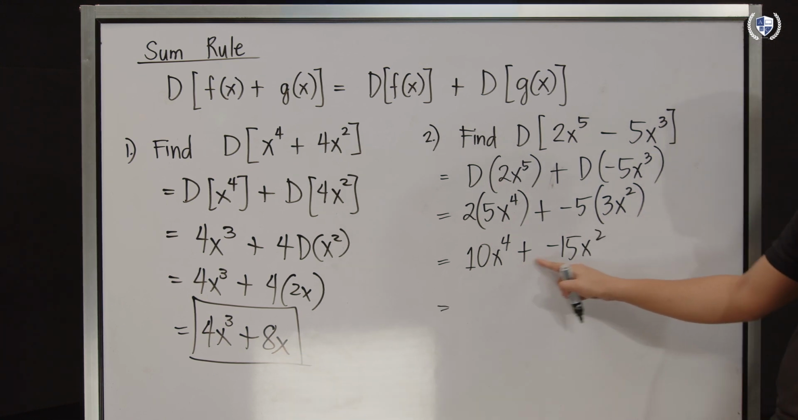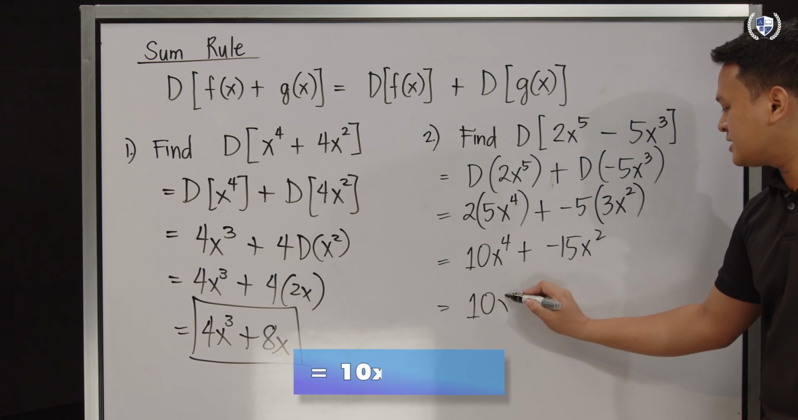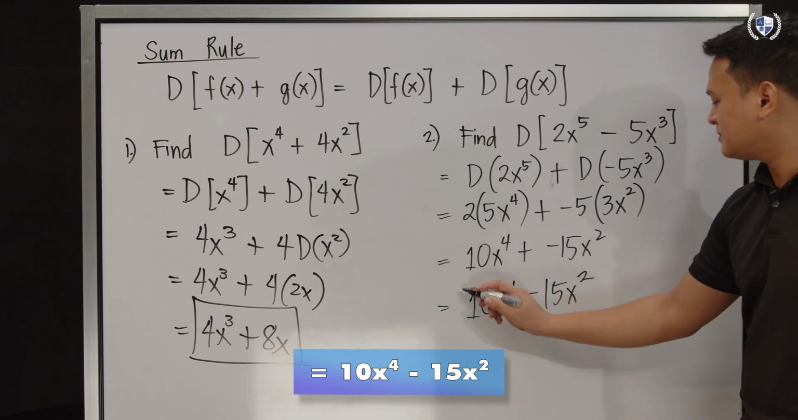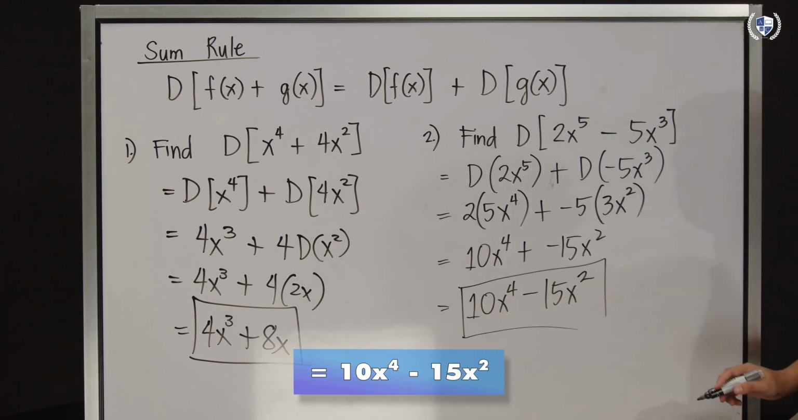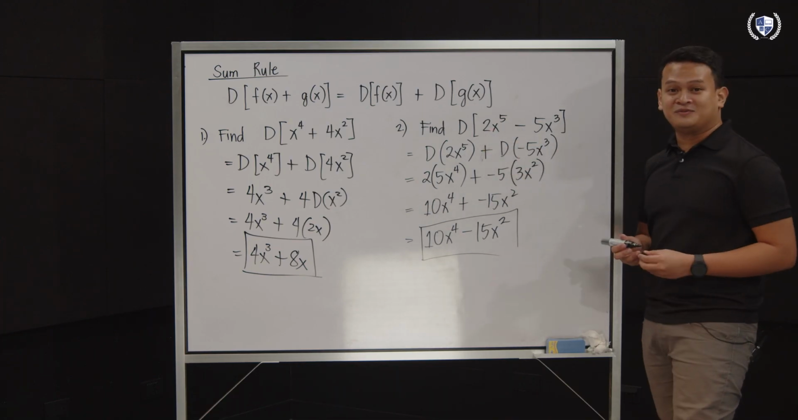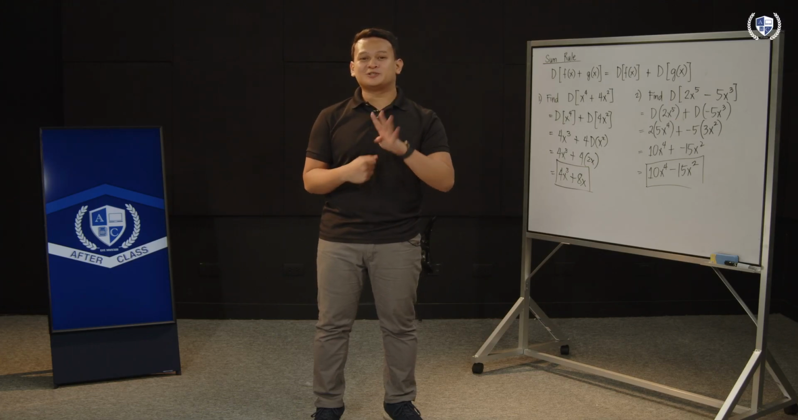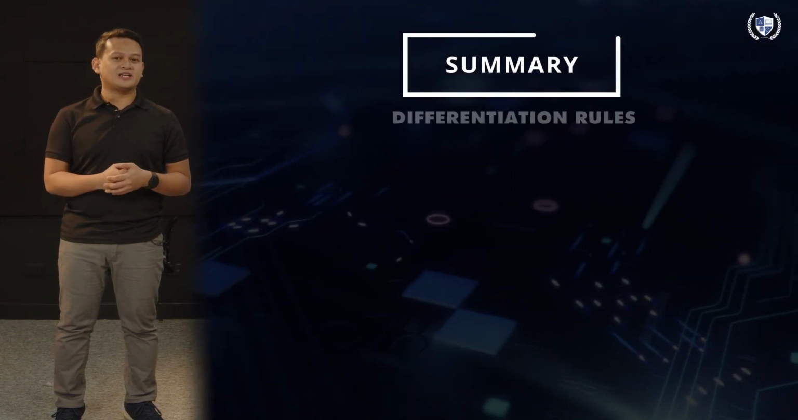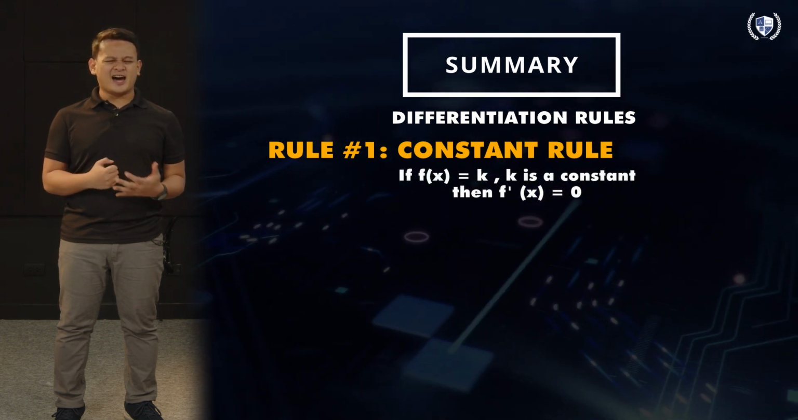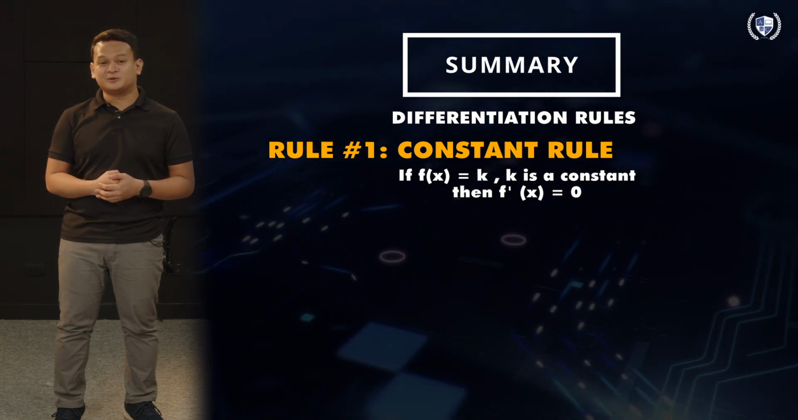And pwede naman nating iayos to na isang operation na lang siya. This will become 10x raised to 4 minus 15x squared. And there you go. Meron ka ng derivative ng expression na 2x raised to 5 minus 5x cubed. So now, alam na natin yung first 4 rules na ginagamit natin when we are differentiating our functions. The first one is the constant rule na kung saan if we're getting the derivative of any constant function, that would always be equal to 0.